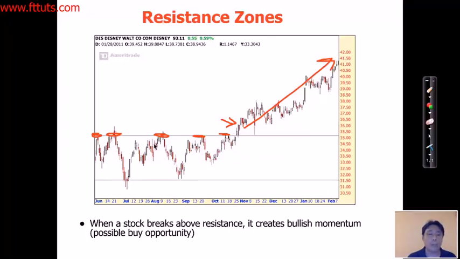So that's one thing to take note of. Avoid buying when it's below a resistance level. You only want to enter when it's broken above a resistance. All right, and there are clear skies ahead.